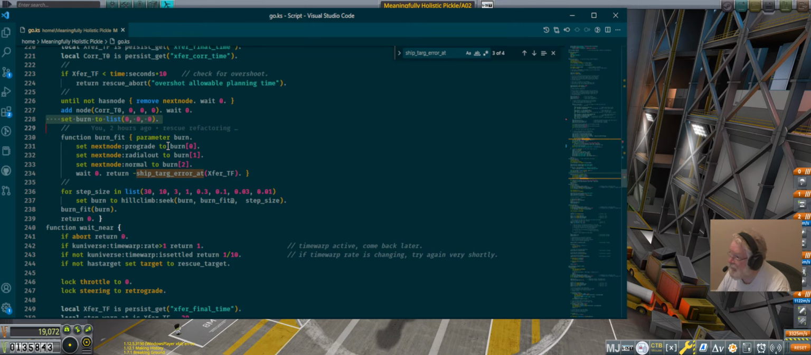Our fitness function says load the first element into prograde, the second element into radial out, third element in normal. Wait a tick so that the physics engine has a chance to stabilize this maneuver node, and then ask what is our ship target error at that time, TF. So again, independent of what the shape of the orbit is and where it may or may not have periapsis and apoapsis, we are demanding that it find a solution that minimizes the error at our selected final time.